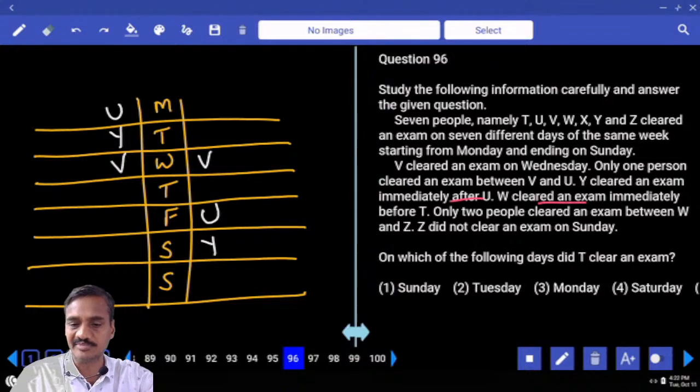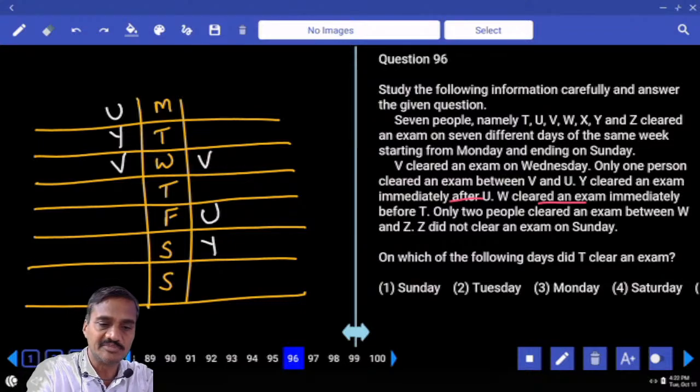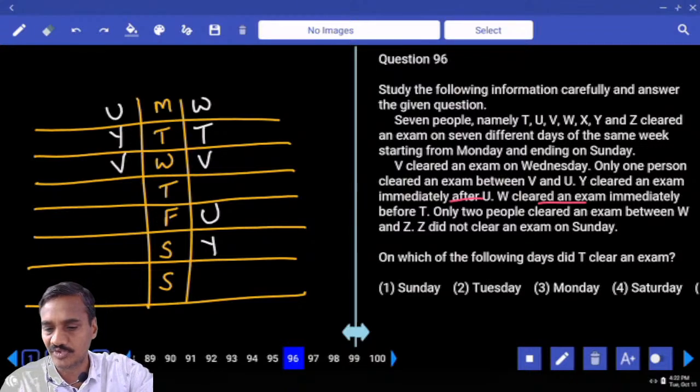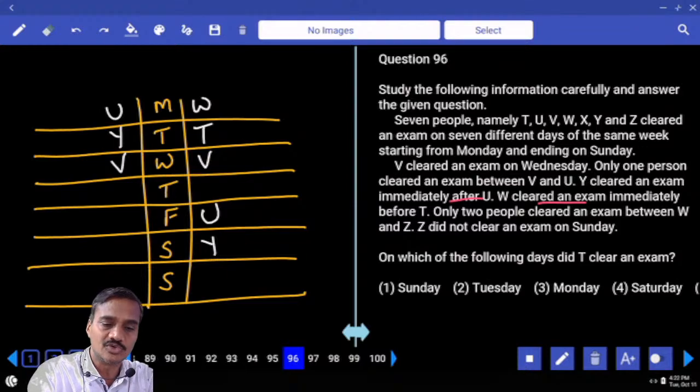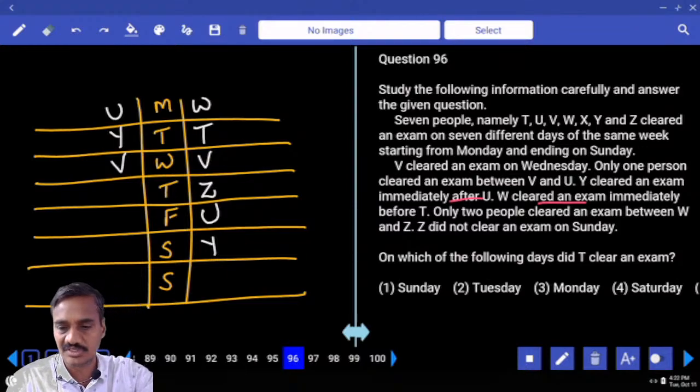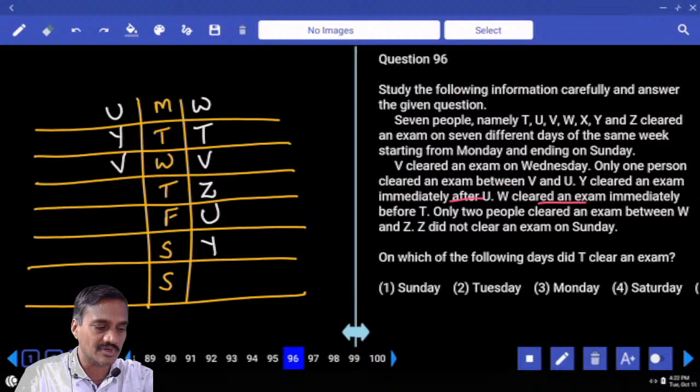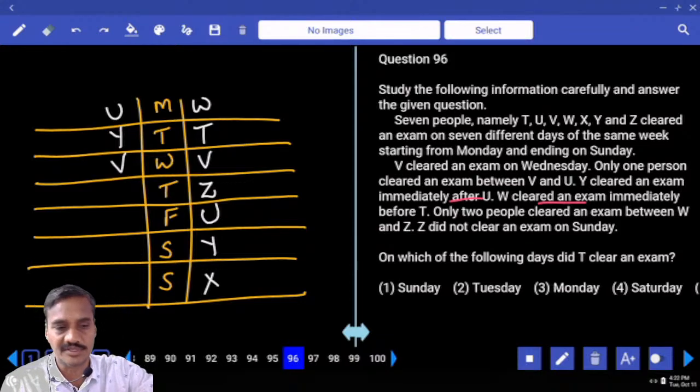W cleared an exam immediately before T. W is immediately before T. W and T were like this. Only 2 people between W and Z. Now only 2 people between W and Z, Z is here. Z did not clear the exam on Sunday. Hence here in this case, who is this person here? X must be here. Clear?